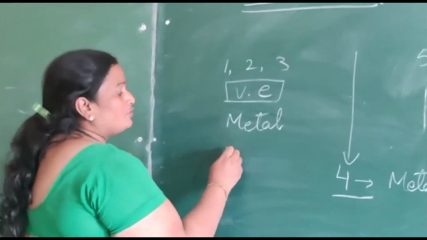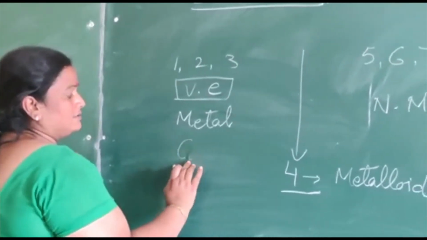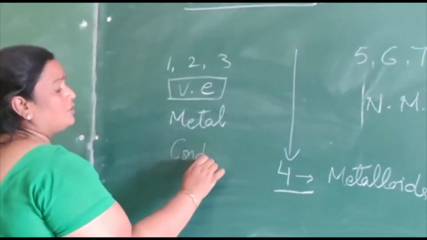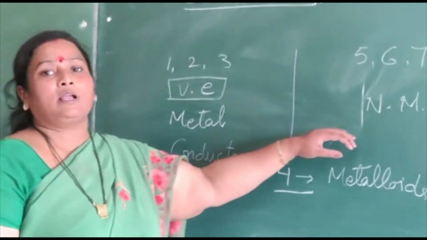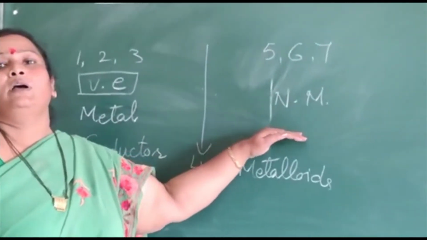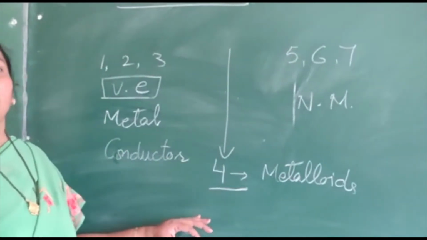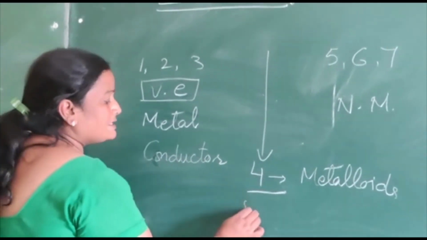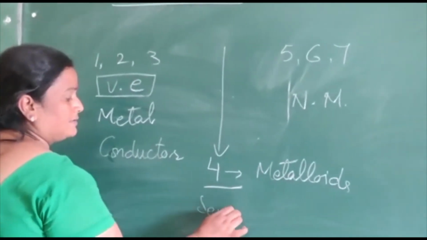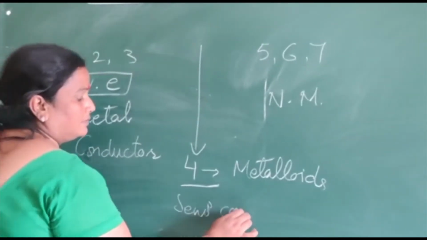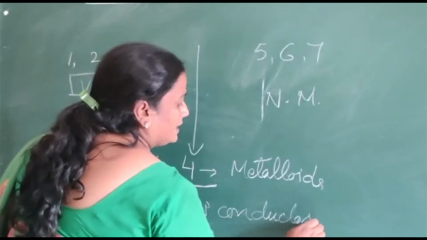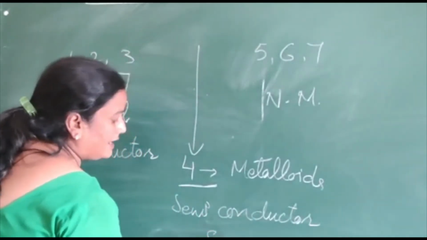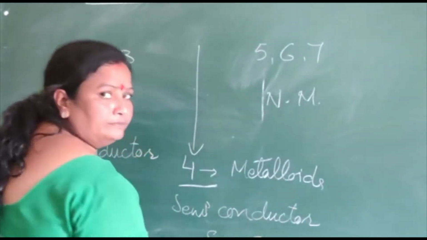Metals are good conductors, so they are used to form conductors. Non-metals are poor conductors, so they are used to form insulators, and metalloids are used to form semiconductors, like silicon and germanium.